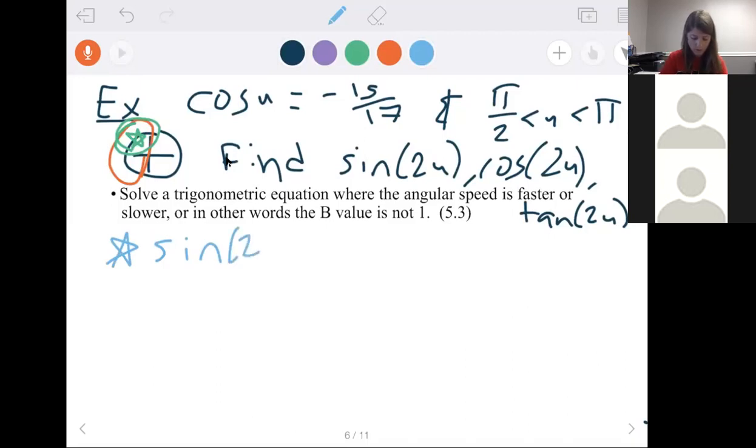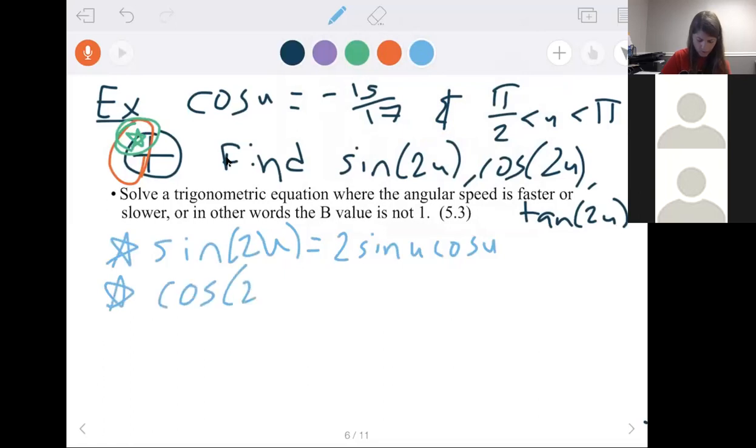So sine of 2u is going to be 2 sine u cosine u. And I think on mine here, I started off with just a single one and then ended up working out for my cosine double angle. So kind of the one I always remember is the cosine squared u minus sine squared u.